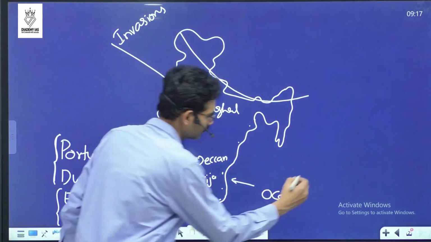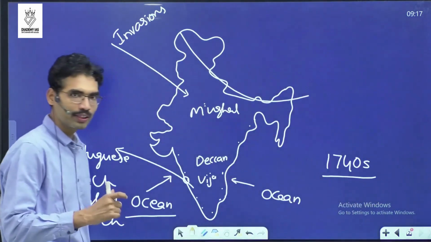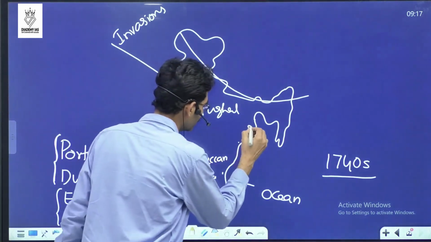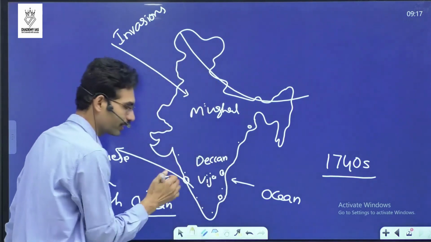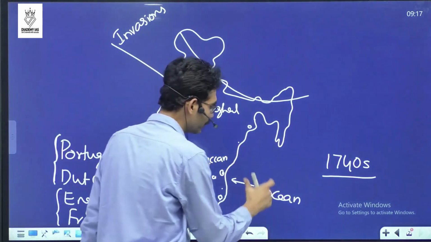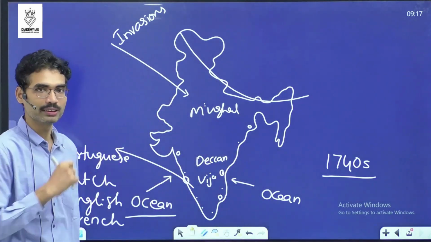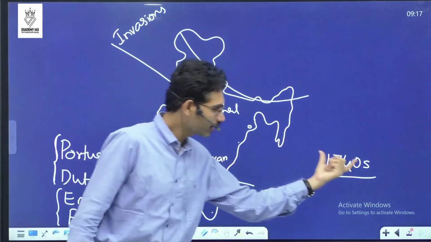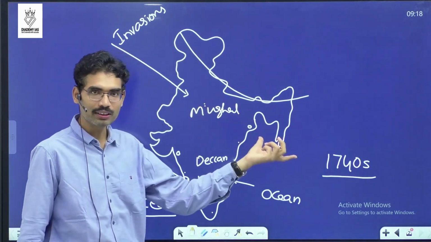By that time period, by the 1740s, French and English became very powerful. Already, English people and French people had various settlements in different parts of the Indian subcontinent. Now, these people directly started involving in the politics of Indian principalities, because by the 1740s the Mughal Empire had declined. There is no strong central authority.